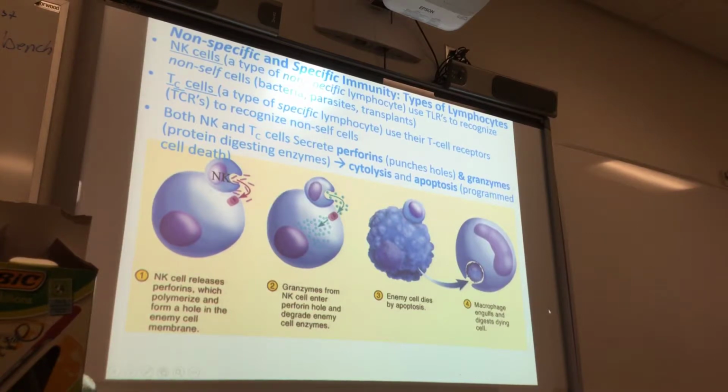And then what does this mean? Use their TLRs to recognize non-self cells. What is the Toll-like receptor or the TLR on the natural born killer cell? What is that recognizing on the foreign cell? MHC? No. That's more of the specific stuff. Remember, TLRs recognize on foreign invaders PAMPs, pathogen-associated molecular patterns. TLRs recognize PAMPs on non-self cells.